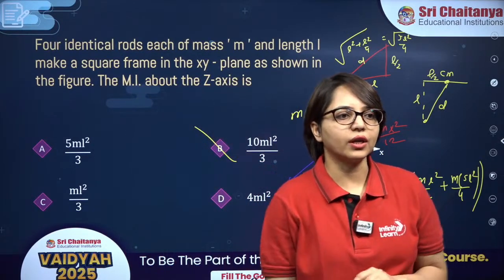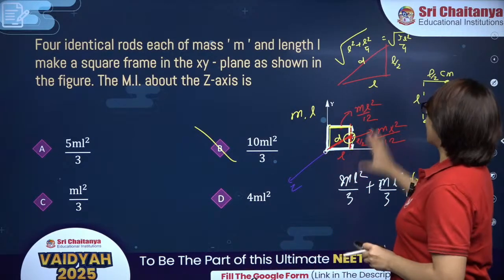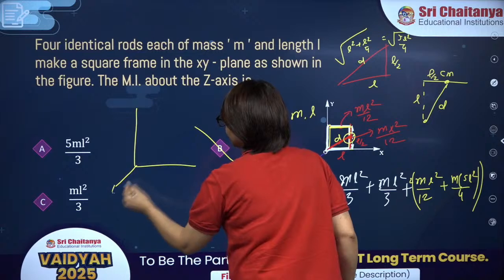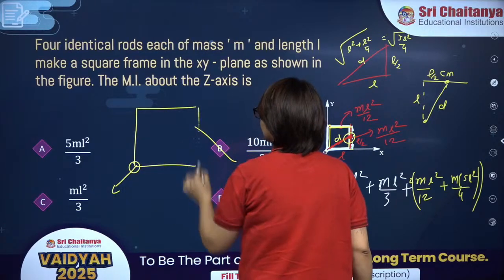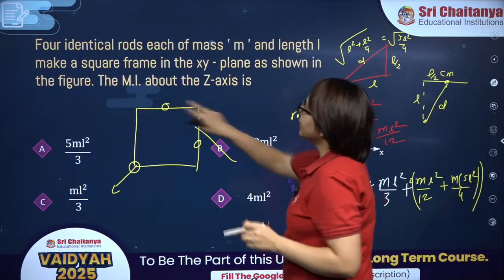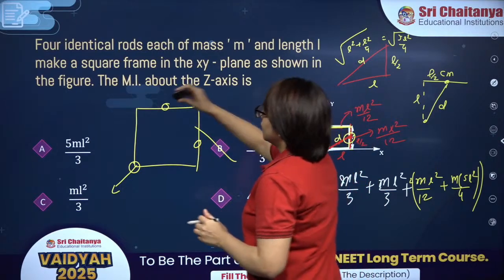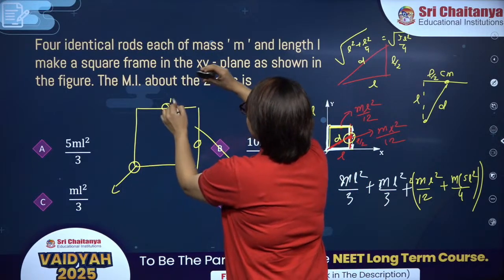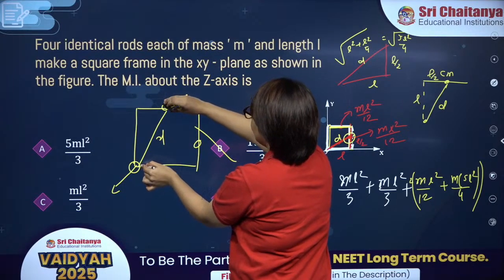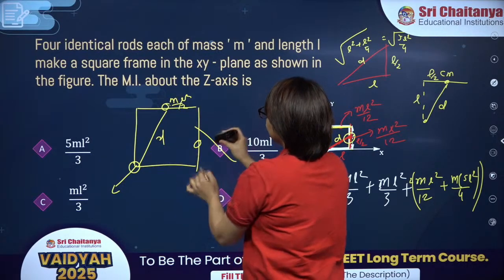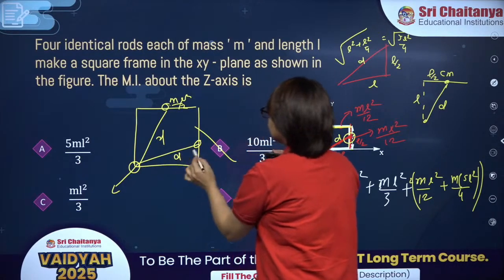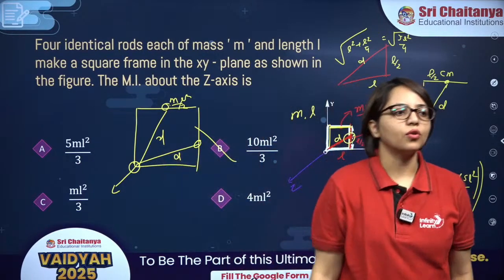10 ml square by 3 over here. Okay, chaliye. So that is how you have to do it, beta. For these two rods, axis is passing through the end, but for this rod and this rod, axis is not passing through any of the end of the rod, neither it is passing through the center of mass. So for center of mass, ml square by 12, find this D and then apply parallel axis theorem.